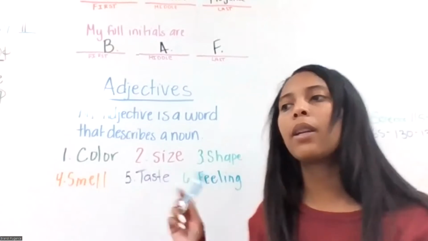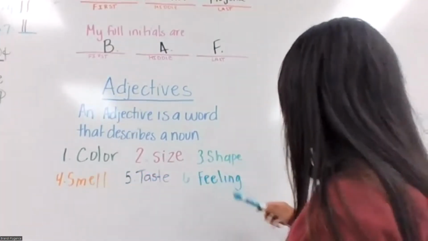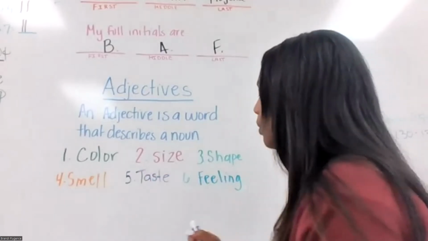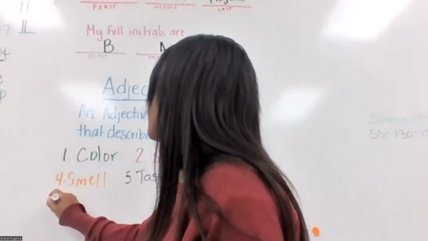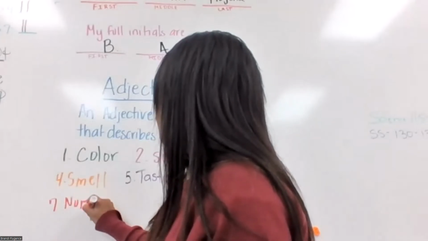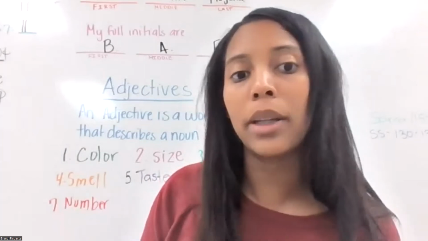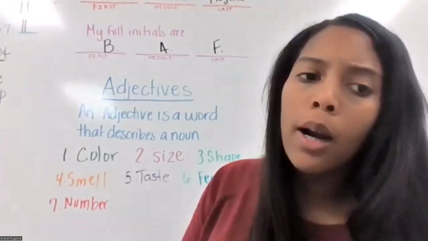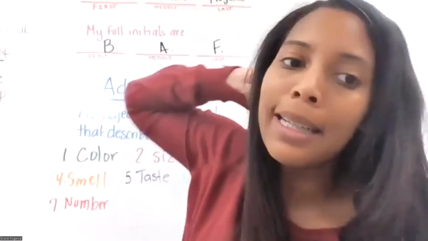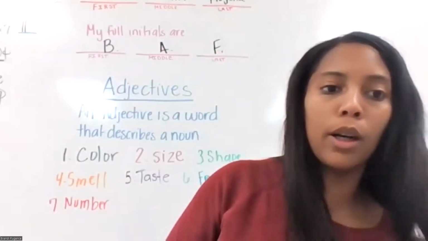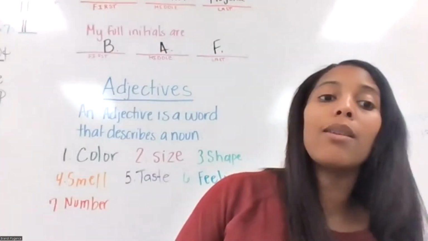Okay, so we have color, size, shape, the smell, the taste, how it feels. These are all adjectives to describe something. If we give the number, how many? If I would say there were 10 boys, 10 is the adjective describing how many boys. If I would say there were 7 girls, 7 is the adjective to describe girl. If I would say she is 9, 9 is the adjective to describe how old the girl is. So if we give the number, that's an adjective. The number tells how many.